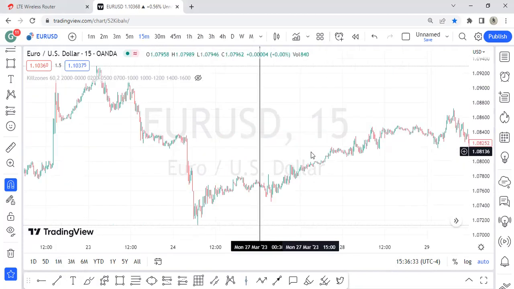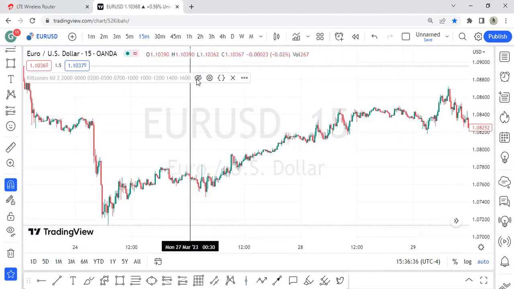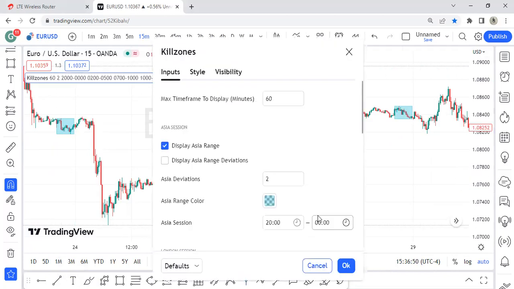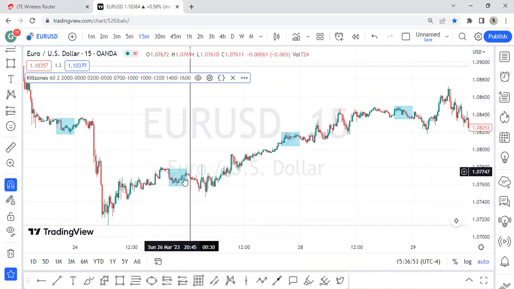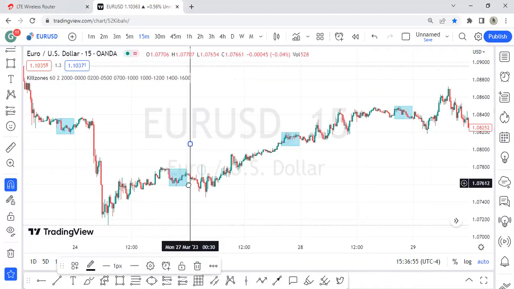Now you can use your indicator. Once you click on the indicator, it will show you your Asian range. You can see that the Asian range is between 8 o'clock and 12 o'clock. You can see how this thing forms. I want to be sure that it's right. So you can see how this thing forms.